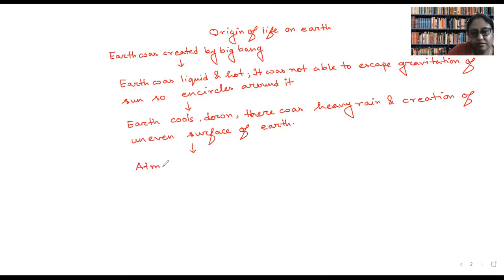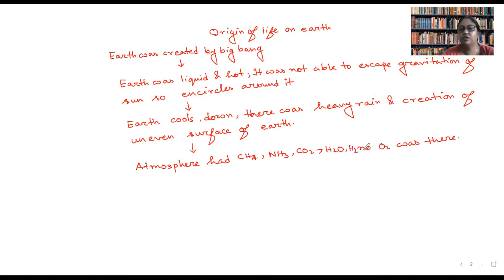Okay, so atmosphere had, what was the composition of the atmosphere? It has methane, it has NH3, it has CO2, it has water. No O2 was there. Some amount of H2 was there, but O2 was not at all present in the atmosphere. Okay. Now, the rainwater, yes, Dish?